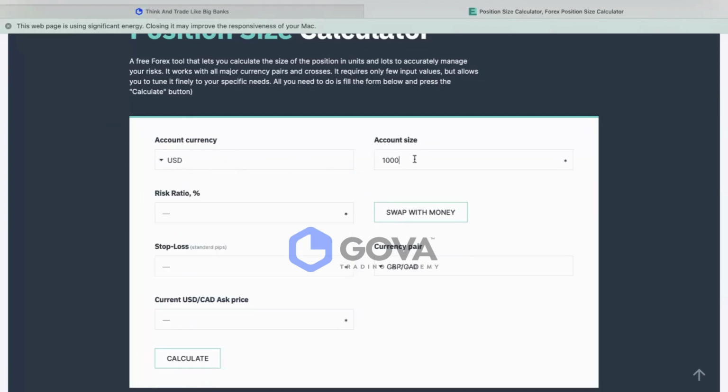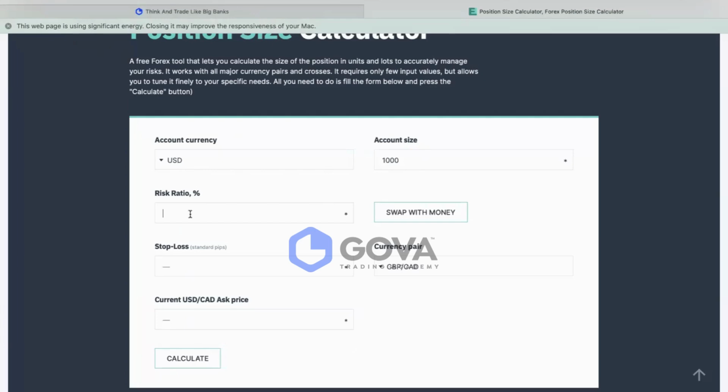Whatever account balance you have, put it in this column, okay? Let us assume that we are using $1,000 as an example. So let's say you have $1,000 in your trading account, which is your MT4 or MT5 trading account.